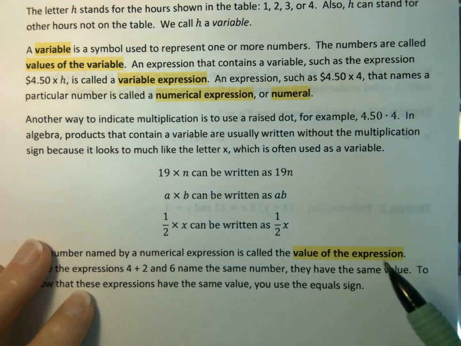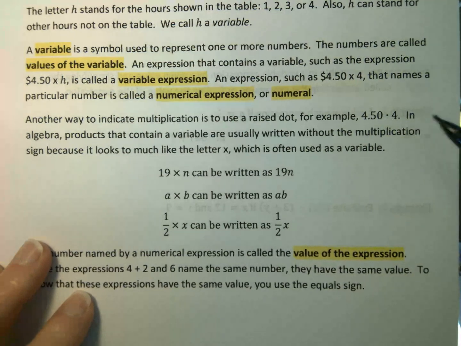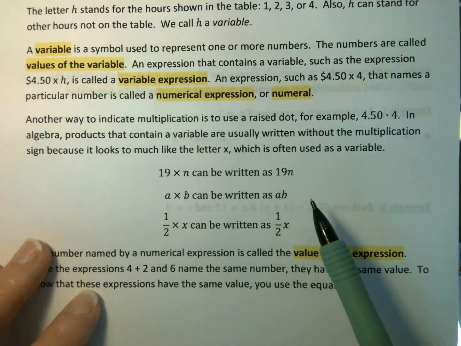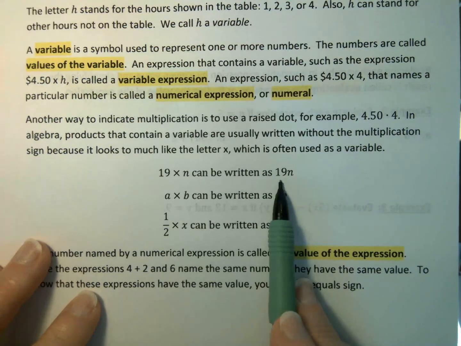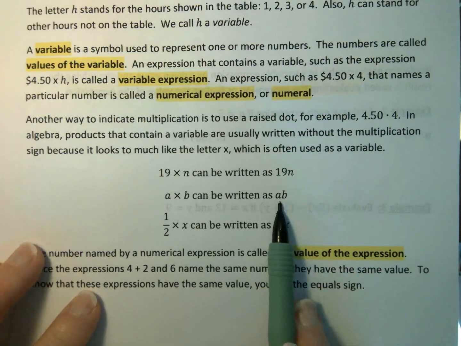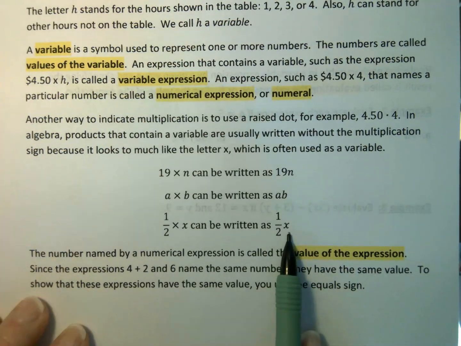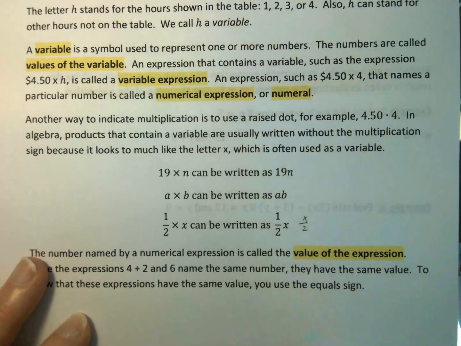Instead, we use the dot. We might use parentheses, or when you're multiplying a number times a variable, there's no space. The number always goes in front of a variable, but this is called implied multiplication. So this is 19 times n, and a times b, and 1/2 times x. This can also be written like this, as x divided by 2.